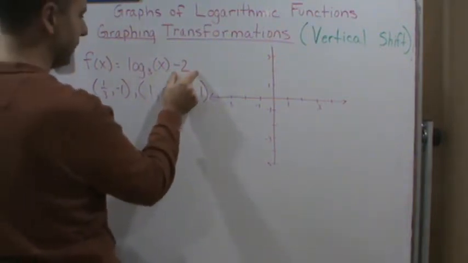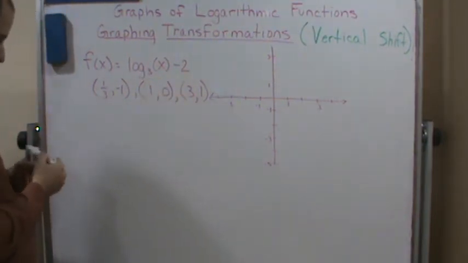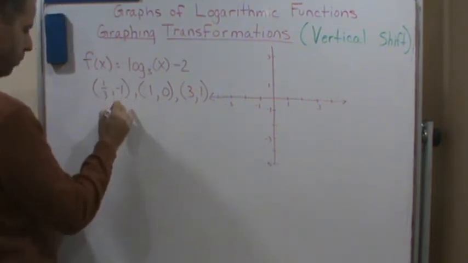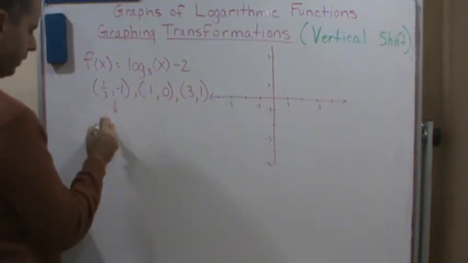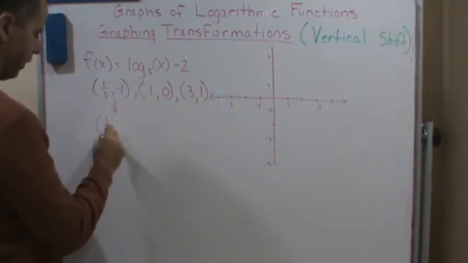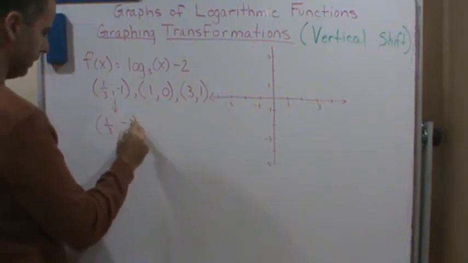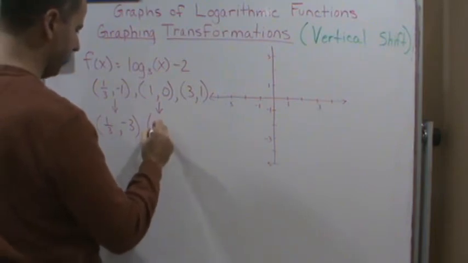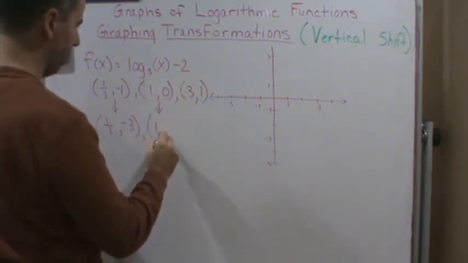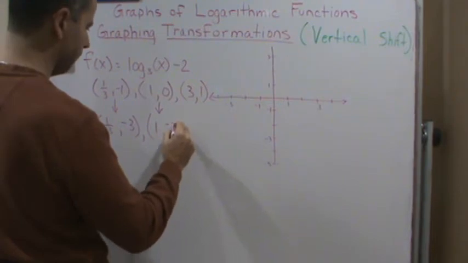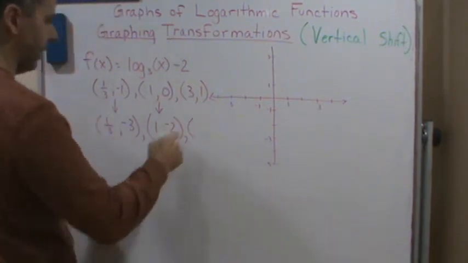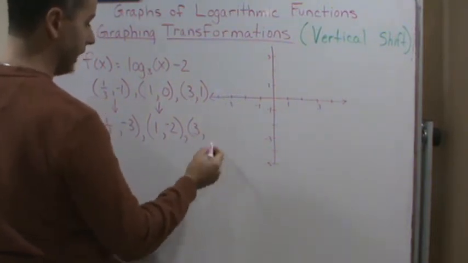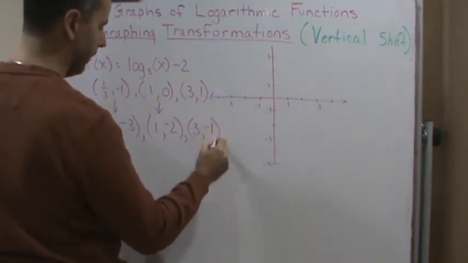Okay. Now, what am I doing? Now I'm subtracting 2 from all of the y coordinates, right? Because it's a vertical shift. So that means this point is going to go to negative 3. So it's going to be 1/3 comma negative 3. This point here is going to go from 1 comma 0 to 1 comma negative 2. And this point here is going to go from 3 comma 1 to 3 comma negative 1.